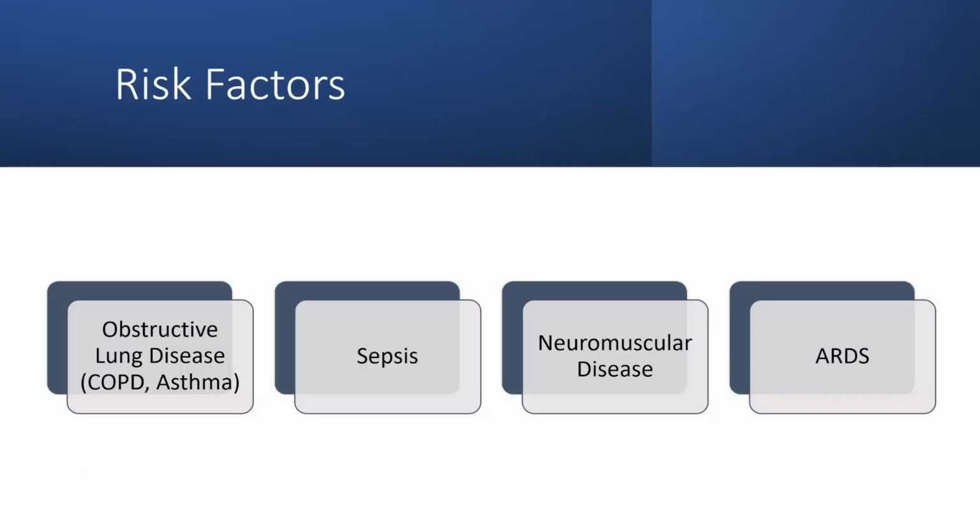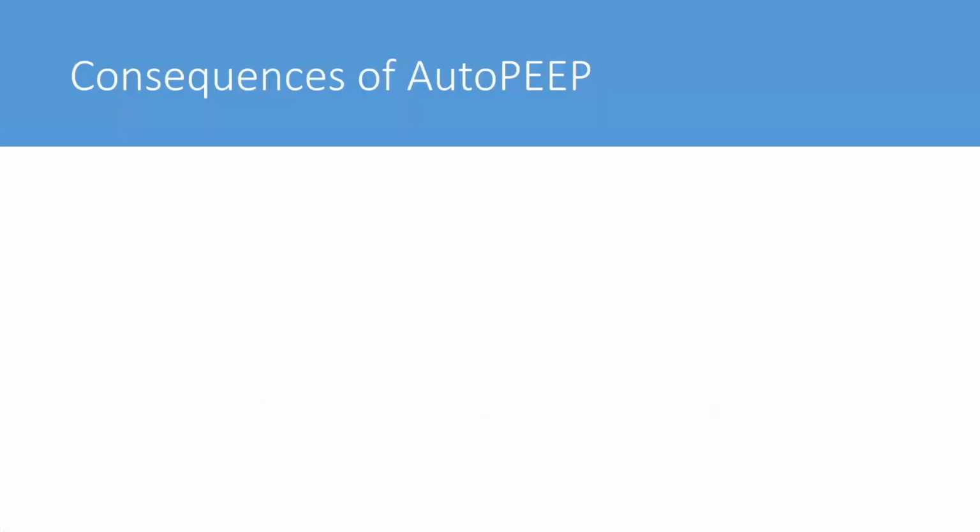So we mentioned some risk factors, like who are the patients that are going to develop AutoPEEP or who are liable to present with that physiology. Obviously, the most obvious would be patients with obstructive lung diseases like asthma and COPD. But for reasons that we mentioned before, sepsis or patients with neuromuscular disease that really have to work and exaggerate that muscular effort just to get air out, and same with ARDS. What are the consequences of AutoPEEP?